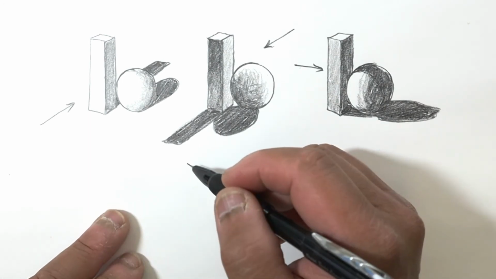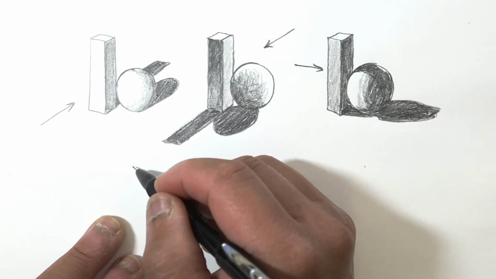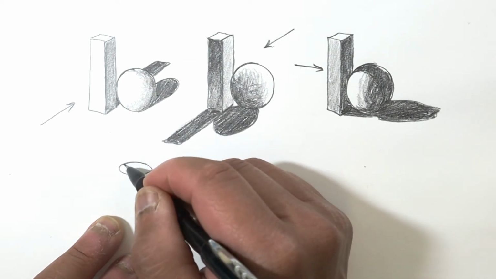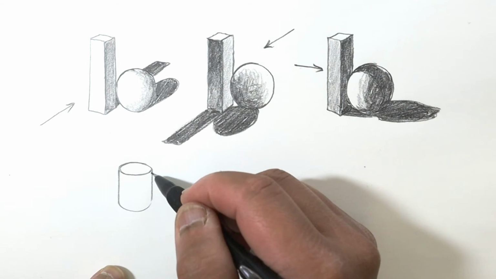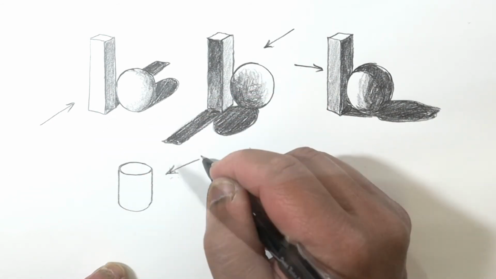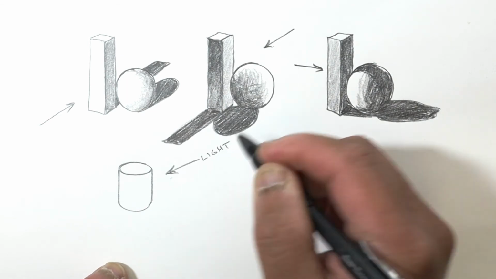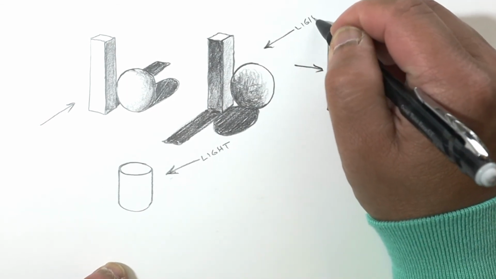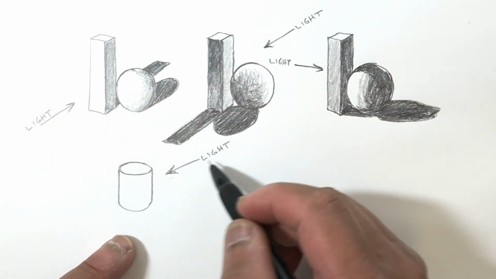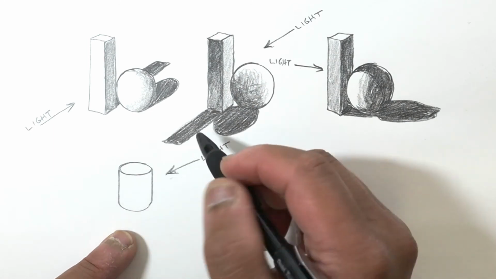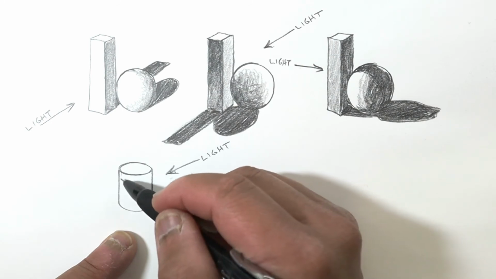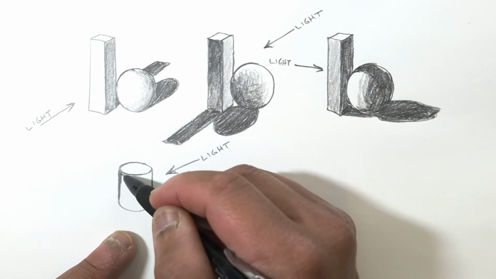Let's also look at a couple other objects here to look at how light affects the shadows. Let's draw a cylinder, and let's say the light is coming from this side. Let me just write these down to show that our arrow is indicating light. Okay, so if the light's coming from here, this side will get some of the light, and this left side will be in shadow.